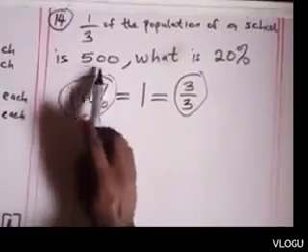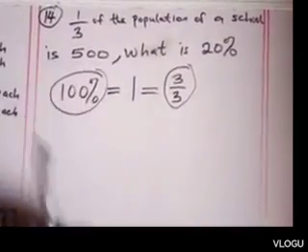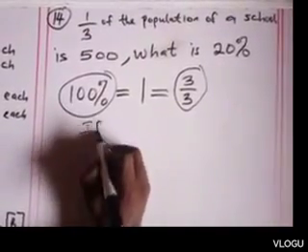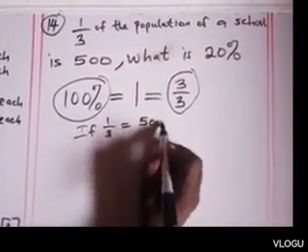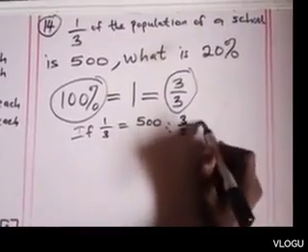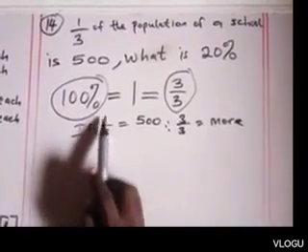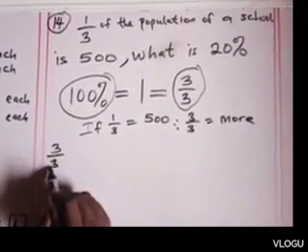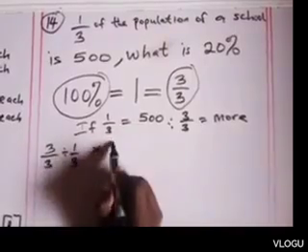Now, if 1 over 3 is 500, definitely 3 over 3 will be more than 500. If 1 over 3 is 500, then therefore 3 over 3 will be more. And if more, the less we divide among the fraction. So that will be 3 over 3 divided by 1 over 3 multiplied by 500.